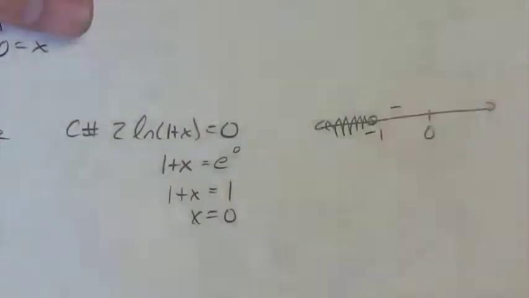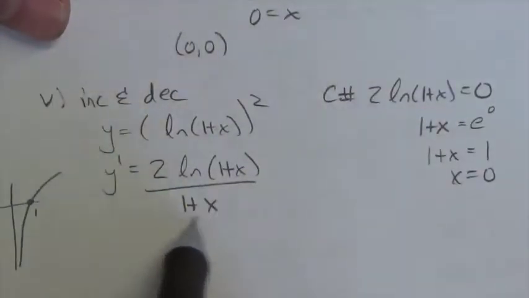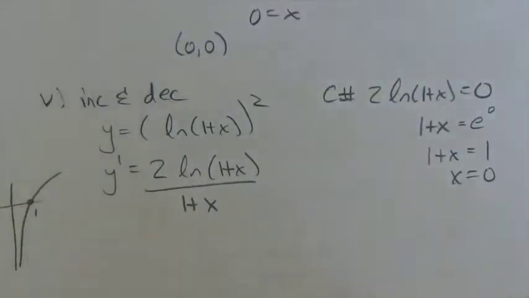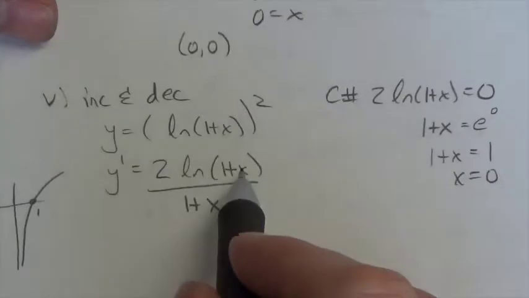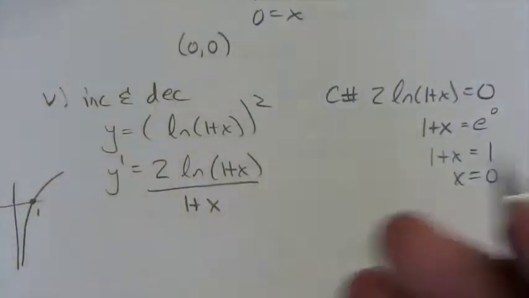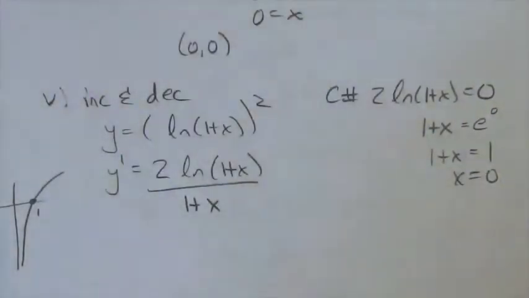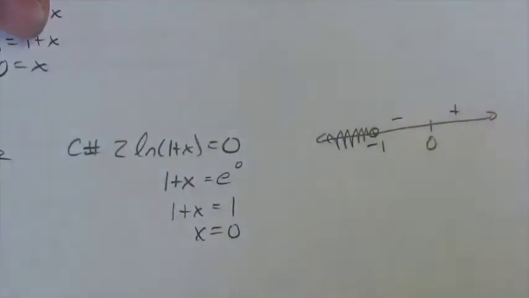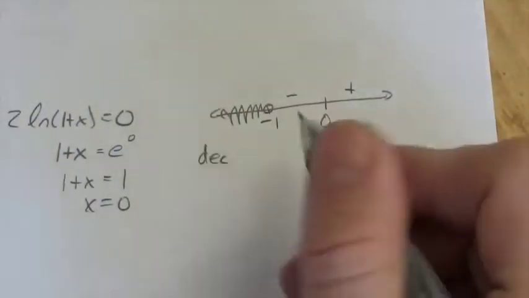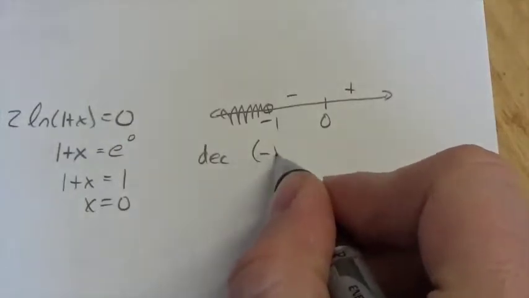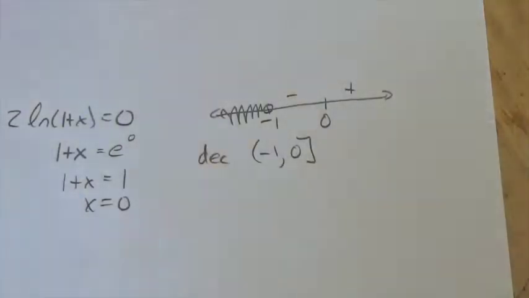And now if you choose a number bigger than 0, let's say 1, because we're lazy and 1 is easy. 1 plus 1 is 2. Well, that's not a problem. The natural log of 2, because it's a number now bigger than 1, is going to become positive. So the whole thing is going to be positive over here. So we know that this thing is going to be, let's say, decreasing on the interval from -1 to 0, and I'm going to include 0.